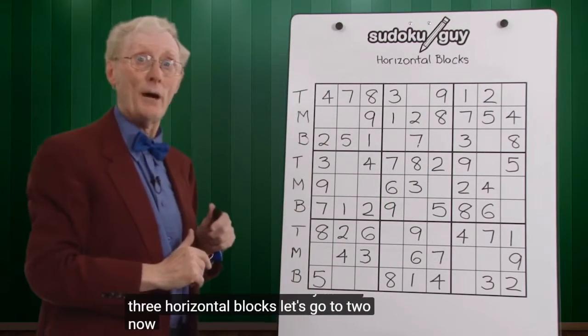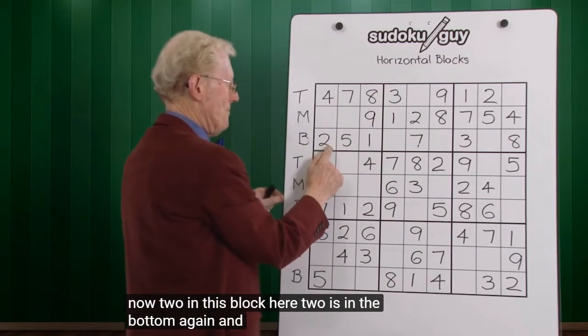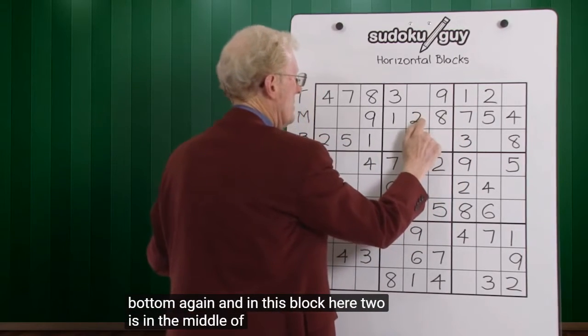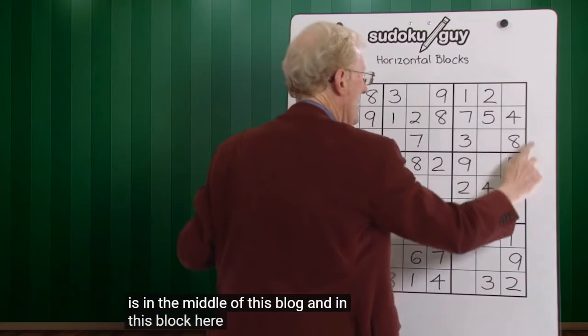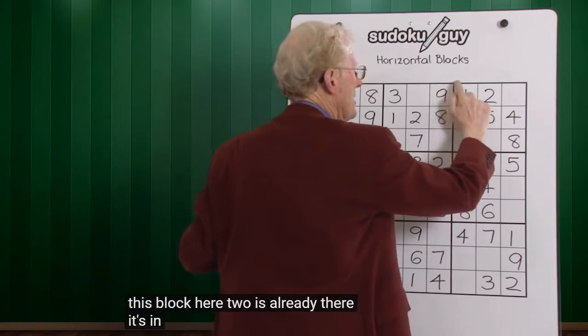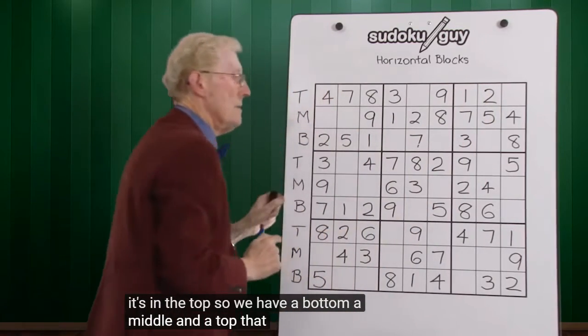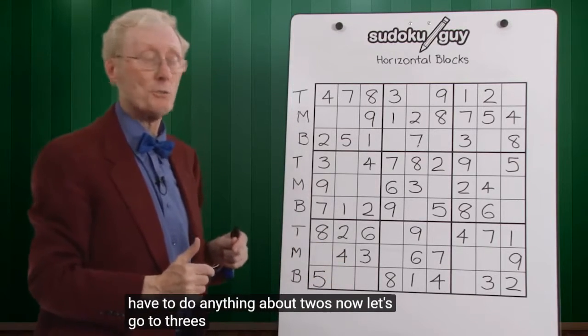Let's go to 2 now. 2, in this block here, is in the bottom again. And in this block here, 2 is in the middle. And in this block here, 2 is already there, in the top. So we have a bottom, a middle, and a top. That was easy. We don't have to do anything about 2s. Now let's go to 3s.